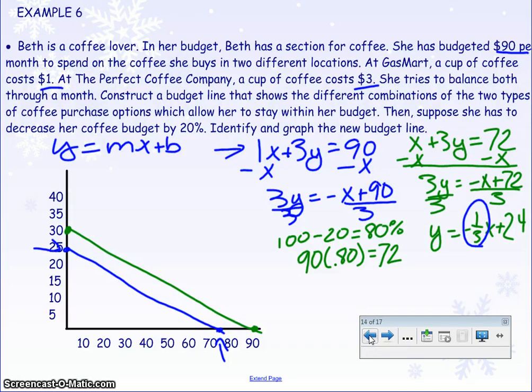So you'll notice there's a little bit of a change in this equation, because now we're looking at y equals negative 2/3 x plus 24. So coming down, it still starts at 24, but you're going to find that when you graph it, the new equation looks somewhat like this. It's definitely changed our slope, it's changed the direction, because she's going to be able to afford much less, or a different combination, because of that change in the cost at GasMart.